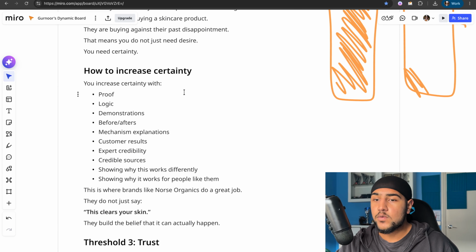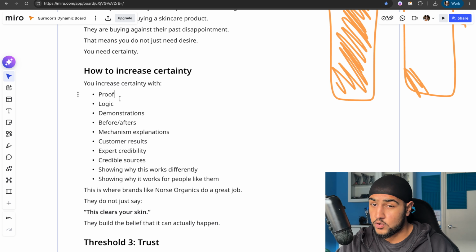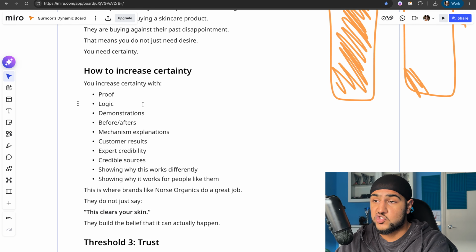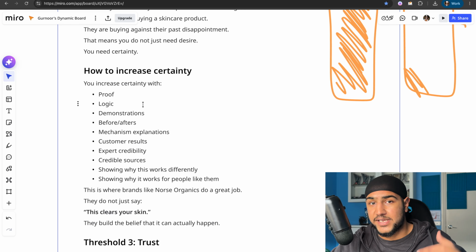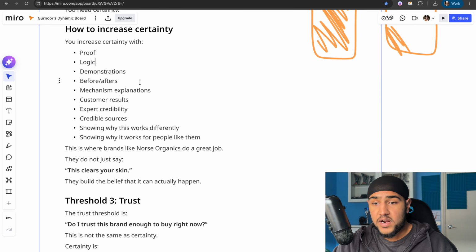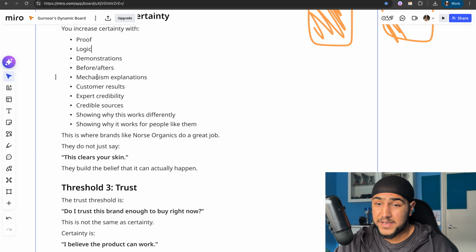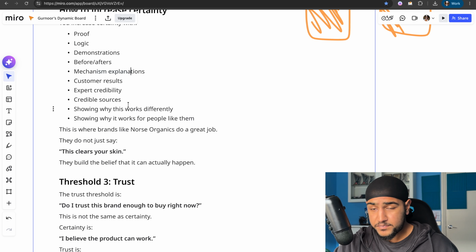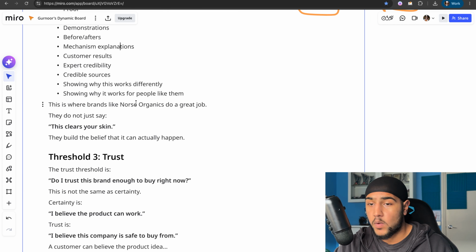How do you actually increase the certainty? Proof is huge, although obviously a lot of people don't believe testimonials anymore. Logic is a big one. If you can explain a unique way their problem actually works, the unique mechanism of the problem, and that directly contributes to the unique mechanism of your solution, how you actually deliver the result, that is very, very helpful. Demonstrations, again, very simple. Before and afters, super simple. Just showing them more proof, increasing their certainty that it's actually working. Mechanism explanations, one of the biggest ones, to be honest. Customer results, expert credibility, credible sources, showing why this works differently, showing why it works for people like them.